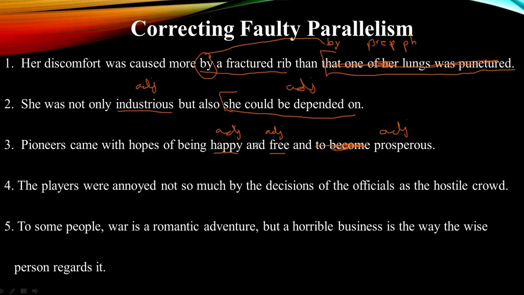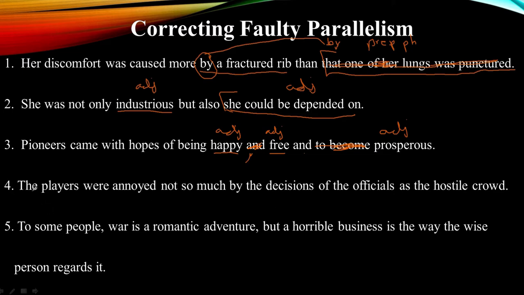Now, it was originally written with this and in here, that's okay. You can say, pioneers came with hopes of being happy and free and prosperous. There's not anything wrong with that. We just generally don't use this one. We generally put a comma there, but it's not a rule.